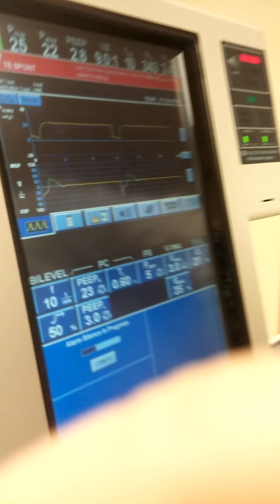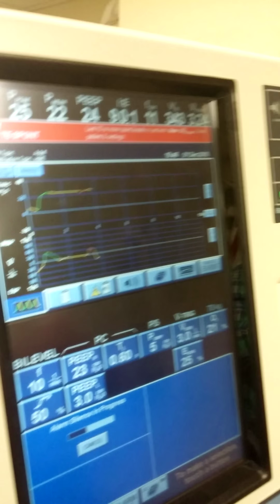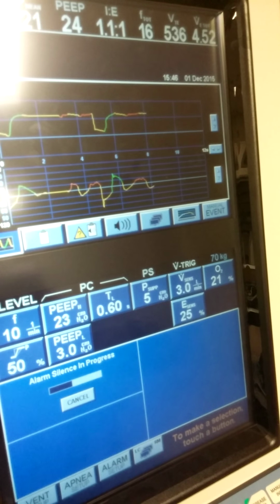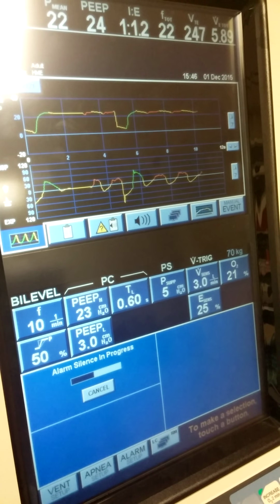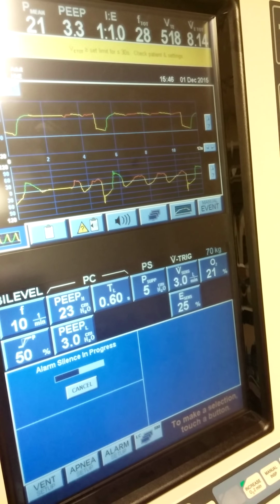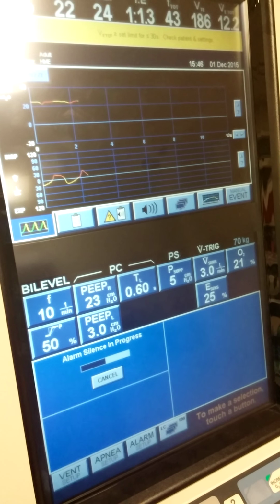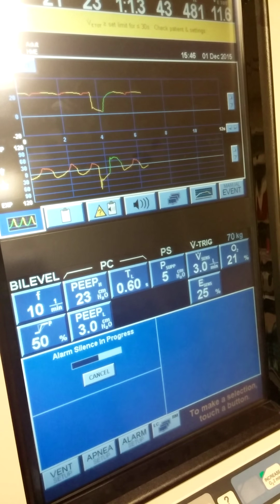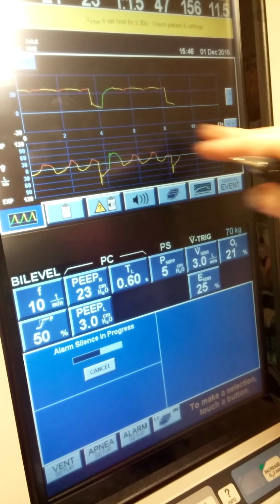So let me flip over here and I'll create some spontaneous breaths. I'm sure you guys want this now. For someone who has ARDS, would you say you want to put this on APRV over bilevel? Because with bi-level, you run the risk of de-recruiting. For this, they're not breathing at the low.